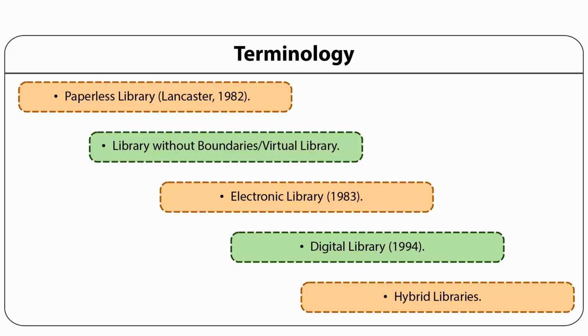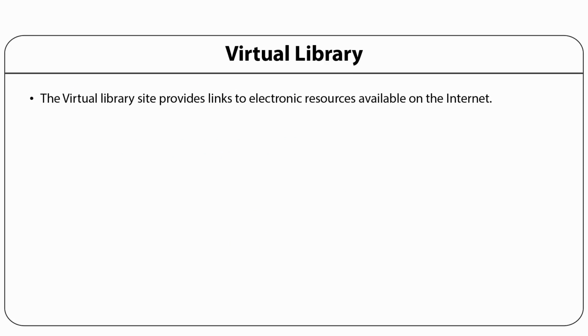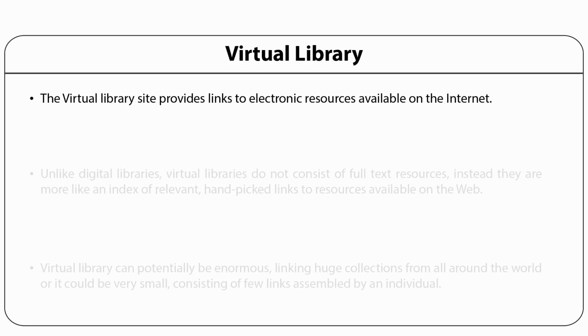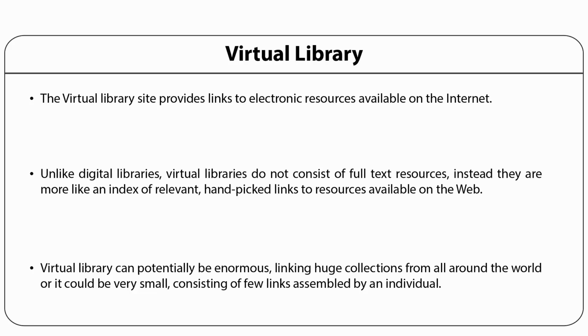Thus, while the term digital library is relatively new, the concept behind the term, information resources consisting of digital resources, has a history spanning several years. The term virtual library usually refers to meta resources or subject portals that extend virtual accessibility of digital collections from several diverse sources without the users even knowing where the resources actually reside. Unlike digital libraries, virtual libraries do not consist of full text resources. Instead, they are more like an index of relevant, handpicked links to resources available on the web.